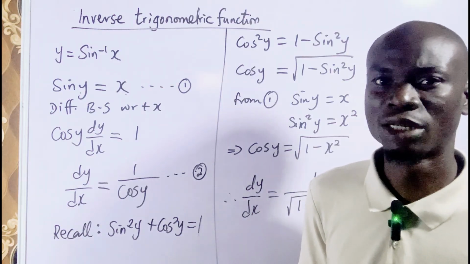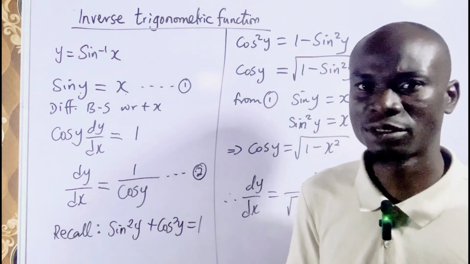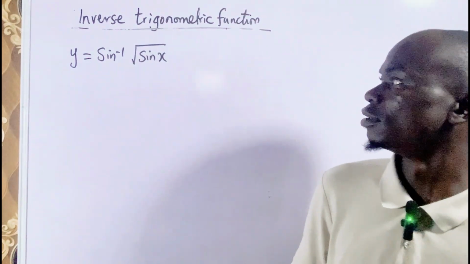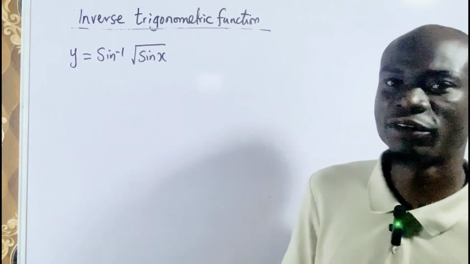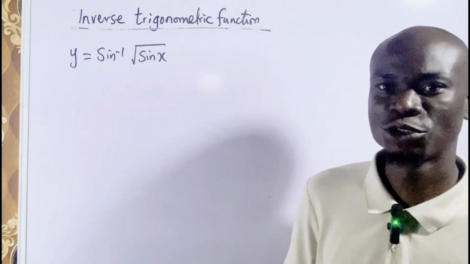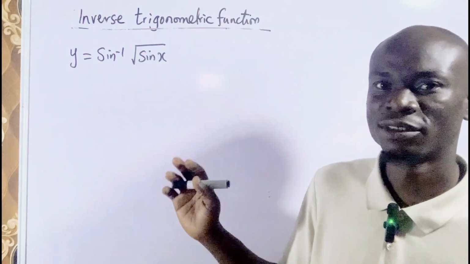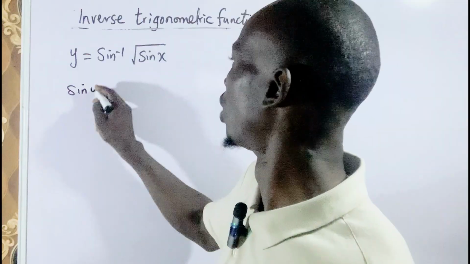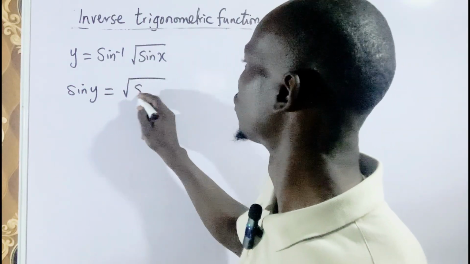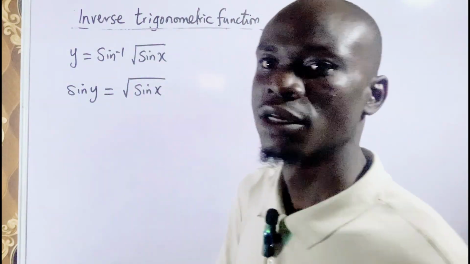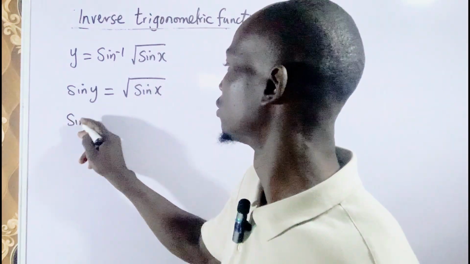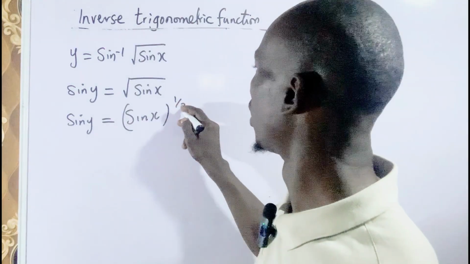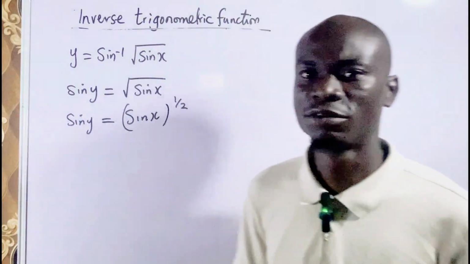Okay, so we're going to take another example on this. Let's take a look at this second example. It says we should differentiate the sine inverse of the square root of sine x, which means you are given this to find dy/dx. So first thing, reverse the trig. So I have sine y equals the square root of sine x. Before I differentiate, remember from the law of indices, this is the same thing as sine x raised to power half. So now let's differentiate.